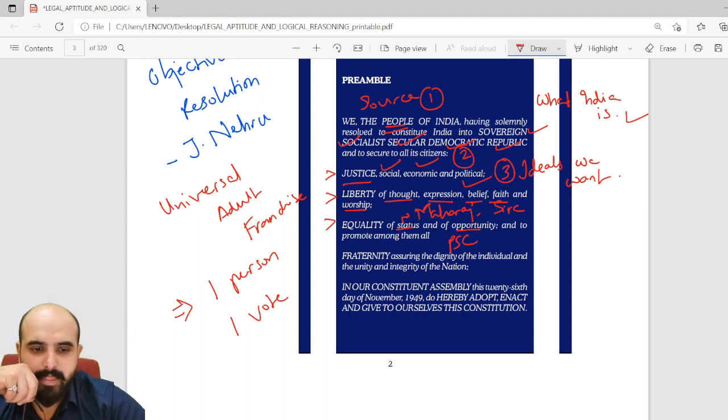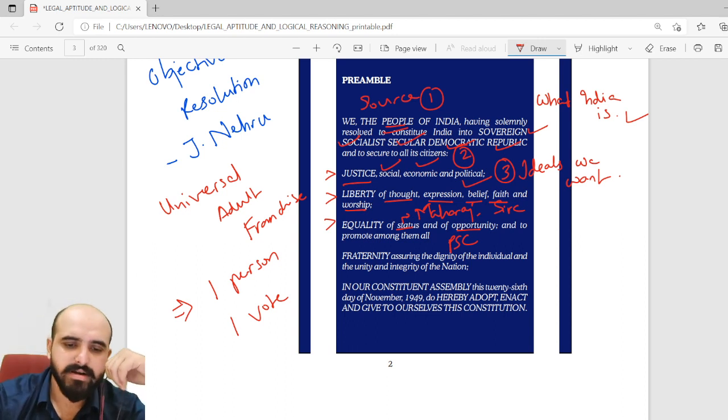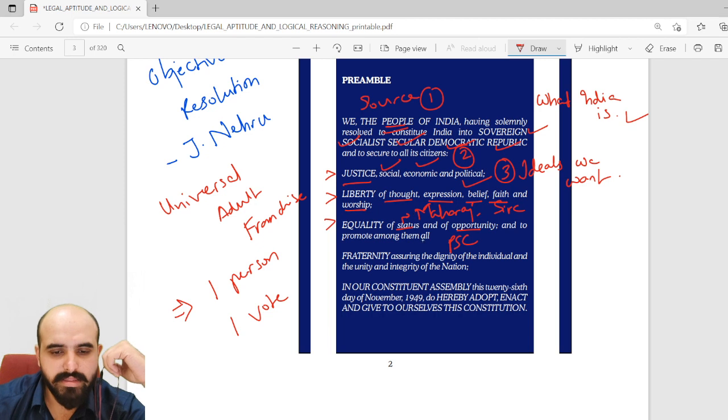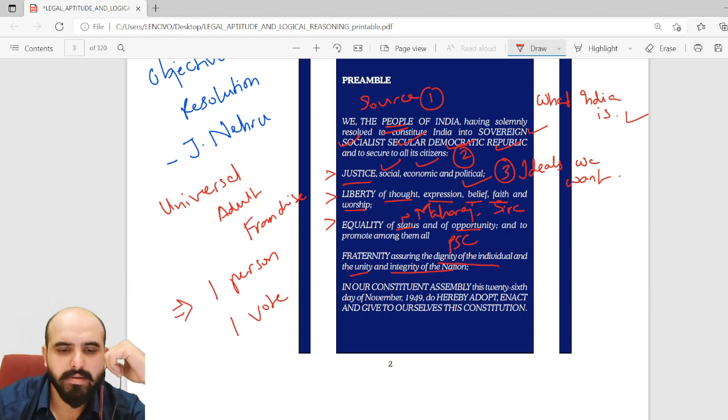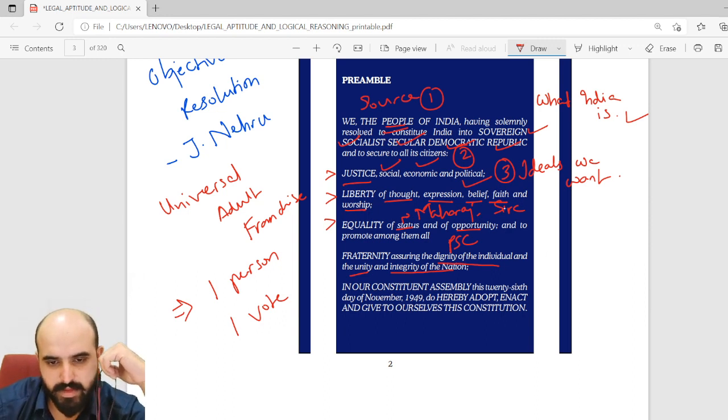And then we talk about fraternity. By fraternity we assure the dignity of the individual. You are free to live in a dignified manner. We ensure there is unity, and we ensure there is integrity in the nation. So what do you mean by unity and integrity? It will be better discussed in the Berubari case.